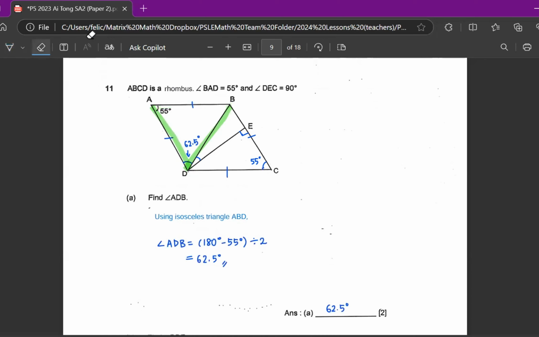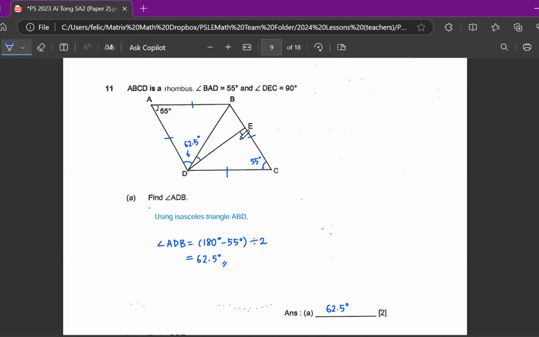Okay, I'm just going to erase this highlighter. There's no shortcut to straight away finding angle BDE. So we've got to see what other shapes we can work with at this point. If you notice, this right angle is something that we have yet to use, which could potentially be helpful, right?